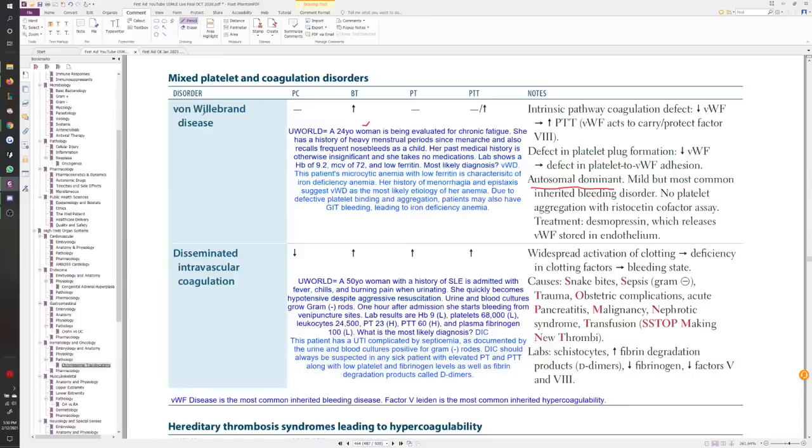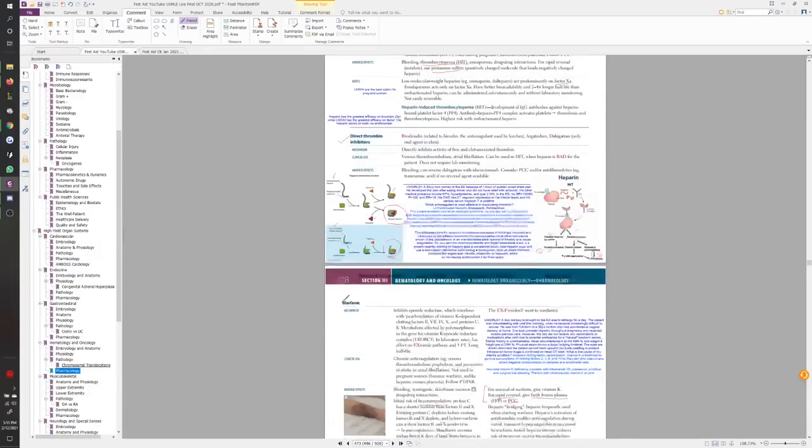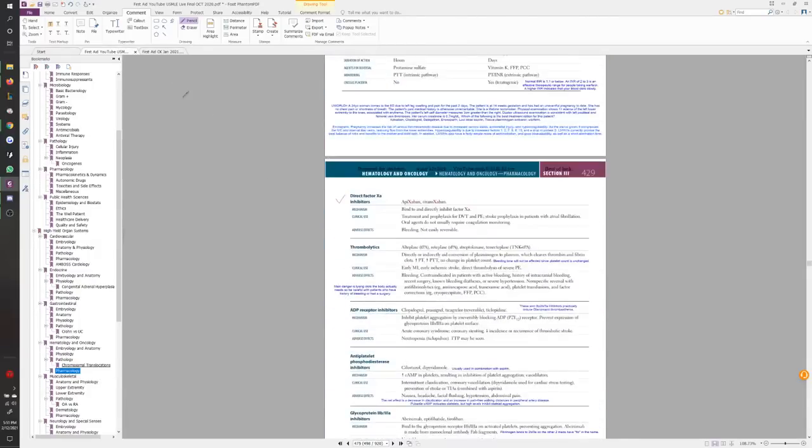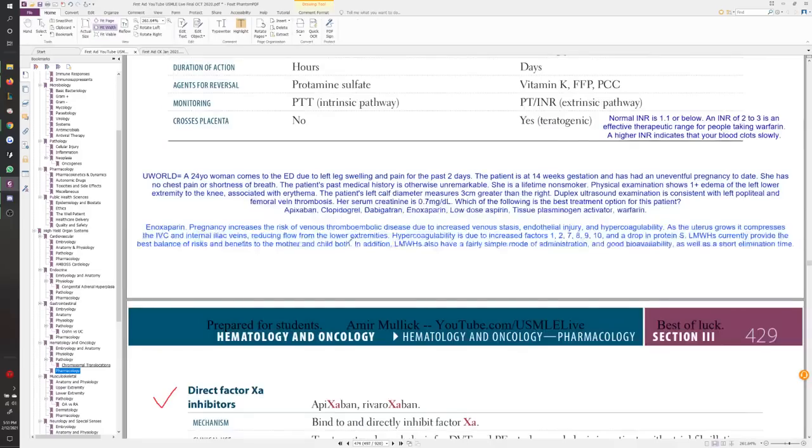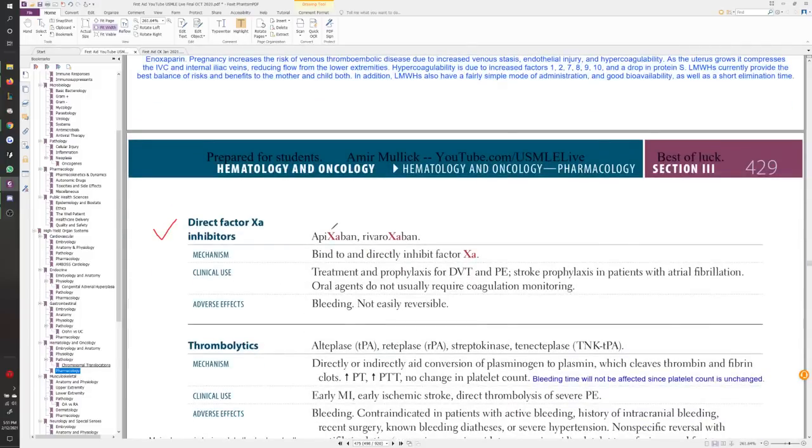So going back to pharmacology here. Let me save this page real quick. Let's look at our factor Xa inhibitors, right? That's the thing they just gave. The factor Xa inhibitors are nicely named because they have Xa in the name. Apixaban, rivaroxaban are both Xa inhibitors. They are treatment and prophylaxis for DVT and PEs, and stroke prophylaxis in patients with atrial fibrillation. Oral agents do not require coagulation monitoring. You just give it to them and they go home.